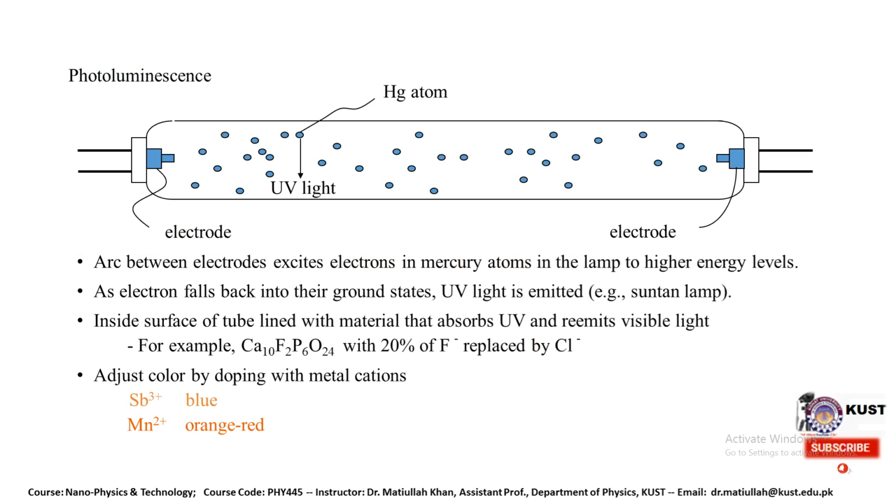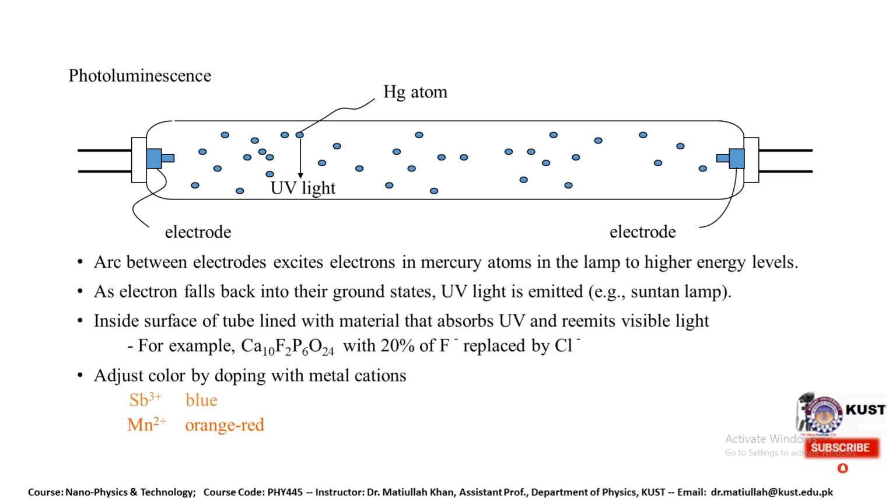So we have photoluminescence. In photoluminescence, an arc between the electrodes excites an electron in a mercury atom in the lamp to a higher energy level. As the electron falls back to its ground state, a lower energy level, ultraviolet light is emitted, and the inside surface of the tube is lined with a material that absorbs ultraviolet light and re-emits visible light.